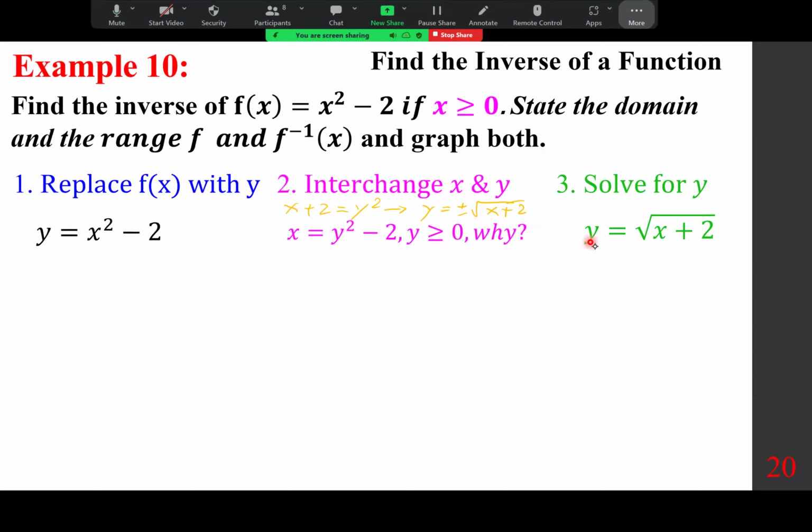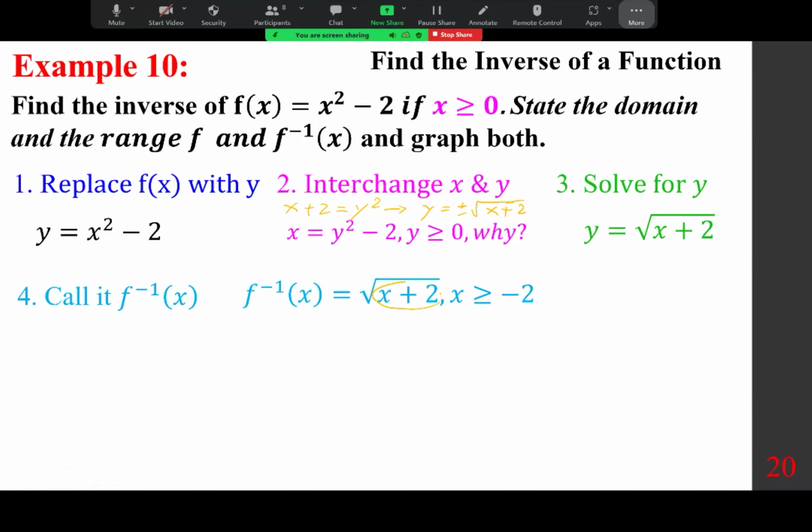So we're going to change the y to f inverse. So f inverse of x is square root of x plus 2, where x must be greater than or equal to negative 2, because to find the domain, you say x plus 2 larger than or equal to 0. So right away, you have the domain and range of everything. So here's the domain for f. Here's the range for f inverse. And now x is larger than or equal to negative 2. That means the range for f of x, y, must be larger than or equal to negative 2.